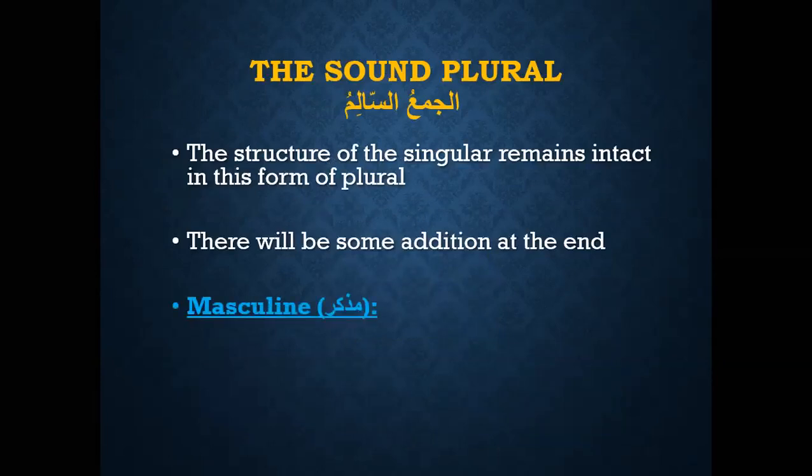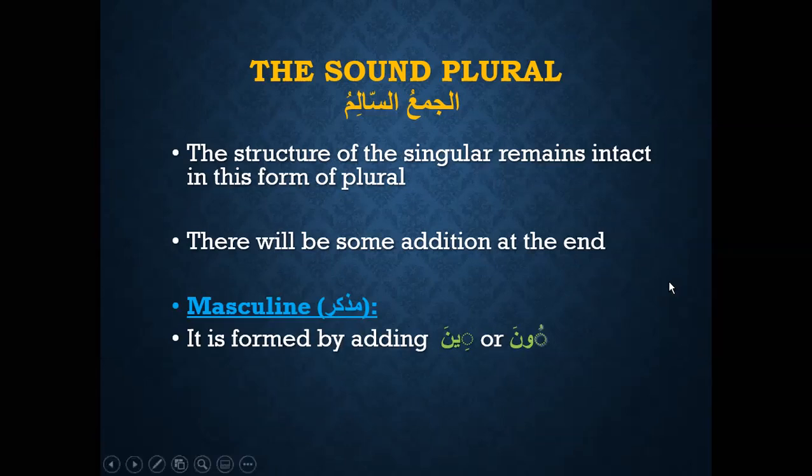It applies to both muzakkar and muannas. For muzakkar, you just add una and ina. So muslimun, you want to make it into dual: muslimani, muslimaini. Ani, aini. For plural you would say muslimuna, muslimina. Una, ina, ina. Say it and memorize it. Ani, aini is for tathniya, for both male and female. For plural, jama'a, there's a difference between masculine and feminine.